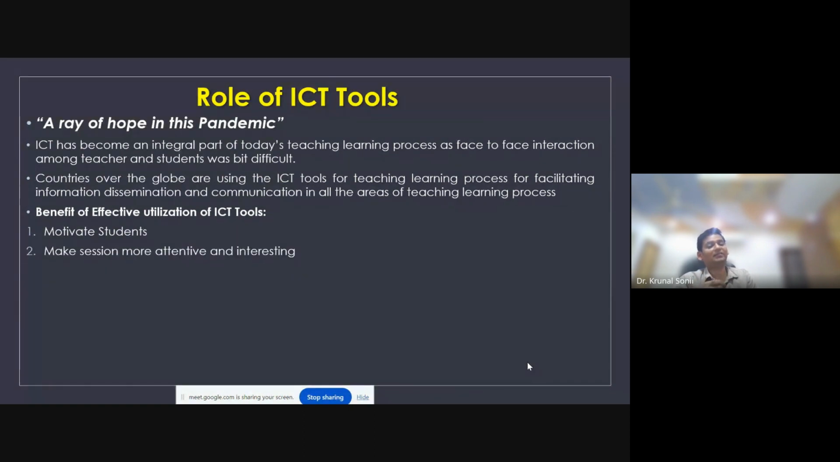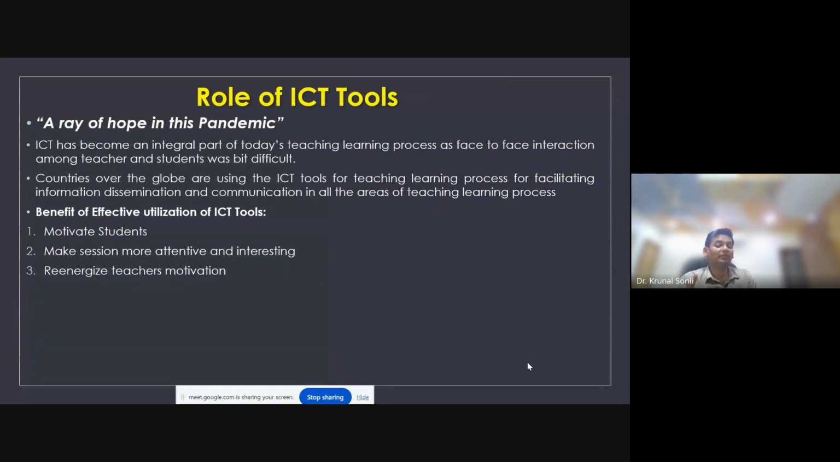So it makes the session more attentive and attractive. There is no disturbance. If you are genuinely interested in the content that you are looking for, you just sit at home, listen carefully, and analyze the situations carefully. So this makes your session very attentive and attractive for the coming time period.